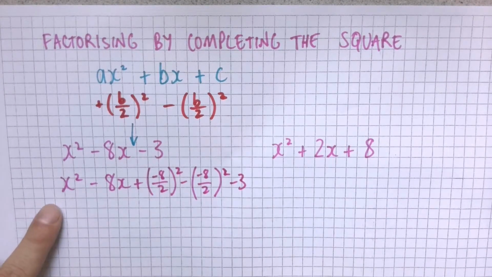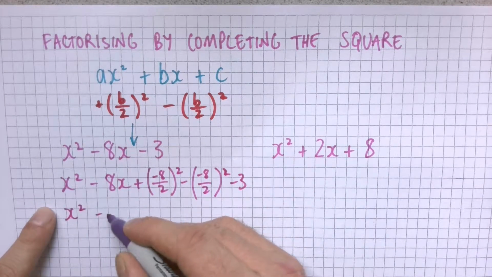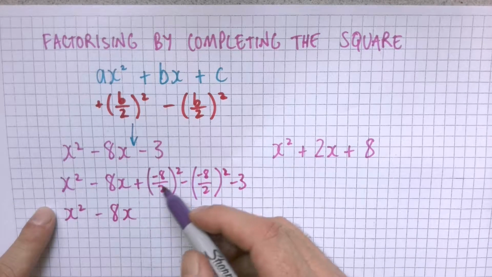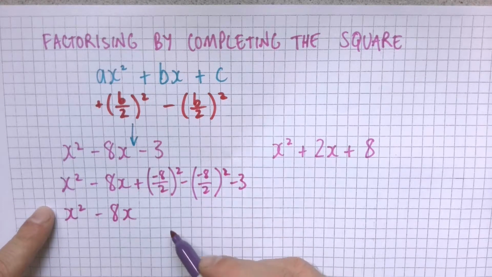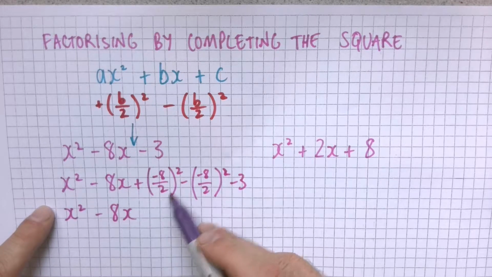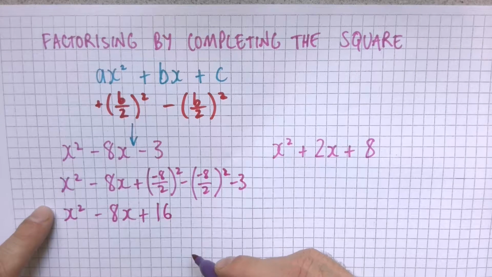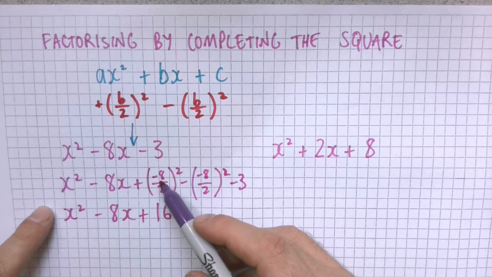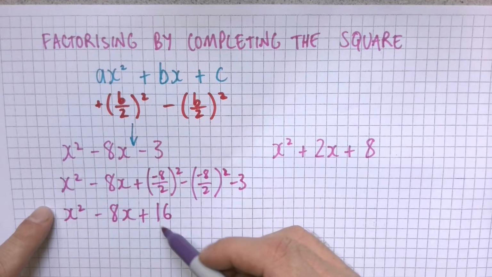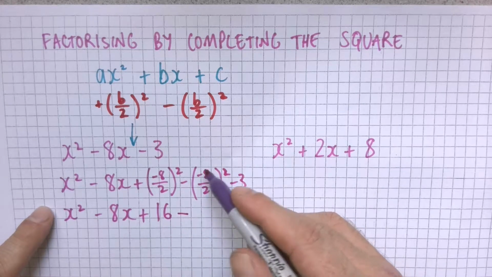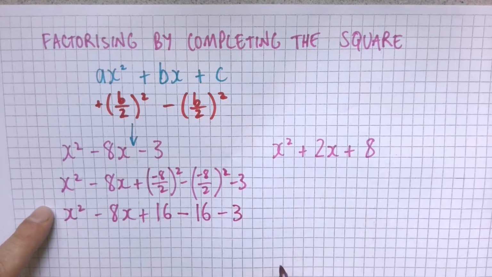Okay, so we can actually solve what's in those brackets there. So x squared remains the same, minus 8x. So minus 8 over 2 is minus 8 divided by 2, which is minus 4. Minus 4 squared is 16, so add 16. Remember, minus 4 squared is minus 4 times minus 4, which gives us the positive 16. And obviously we're going to subtract the same, 16, take 3.